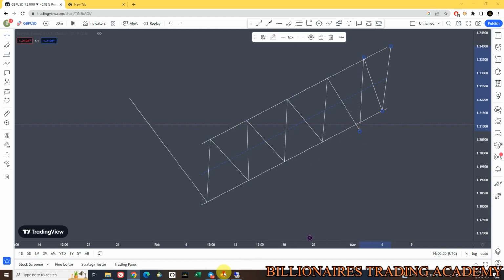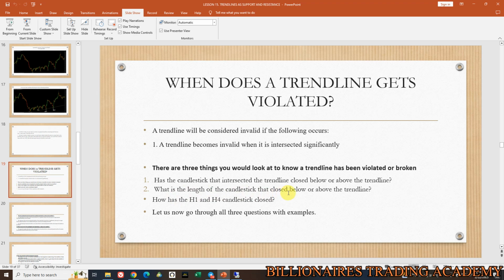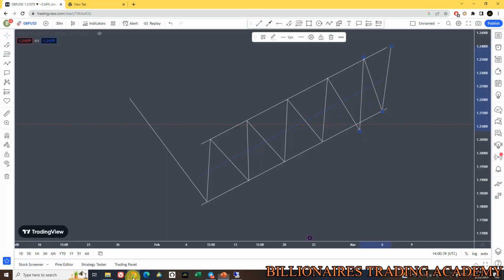Another point that you can look at is the length of the candlestick that has closed below or above the trend line. Now look at the body of the candlestick. Is it big or small? If the body that is below this trend line, the one that closed below this trend line, is small, then it means it can be a fake breakout. But if the body is significantly big or larger, then it can be a true breakout, right? It can be considered as a true breakout, right? As easy as that.